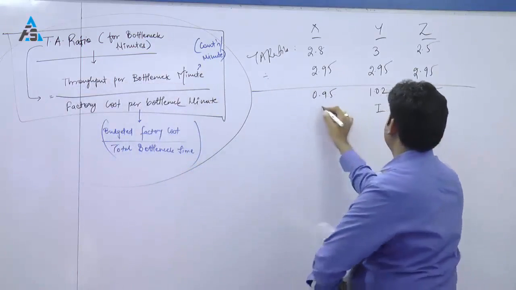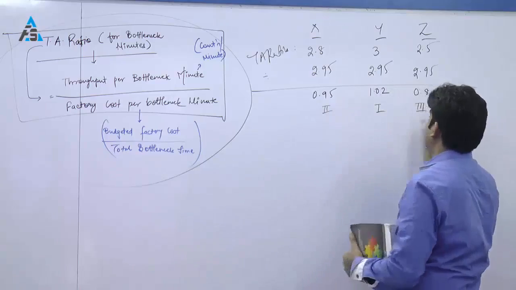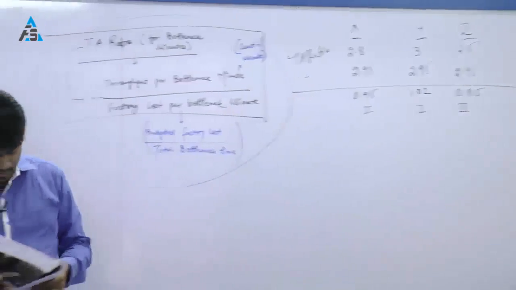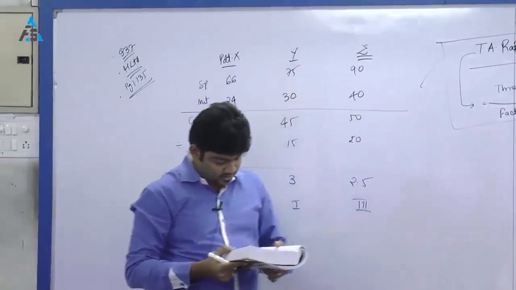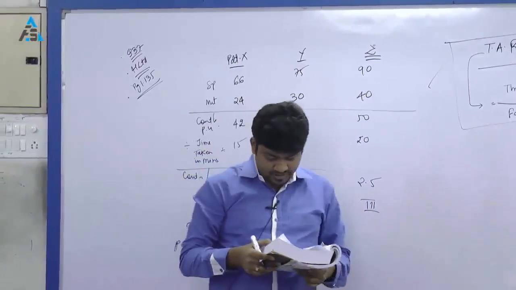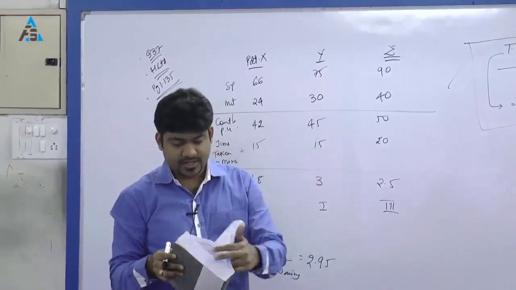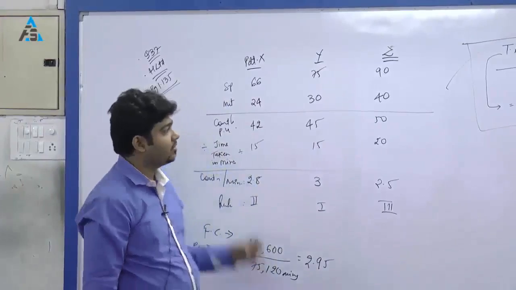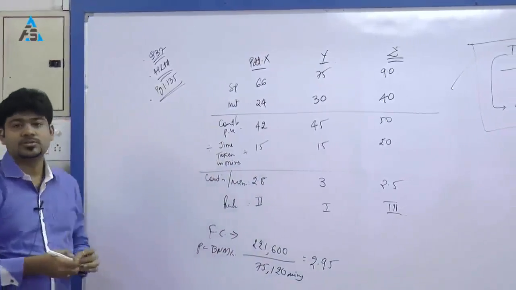Ranking here will be first, second, third, and that is what the question has asked. You know, even before reading the question, we are almost through. So budgeted factory cost done. Required throughput accounting products rank done. Select the highest ranked product done. Calculate the throughput accounting ratio and comment on it. So this is how the whole system works.